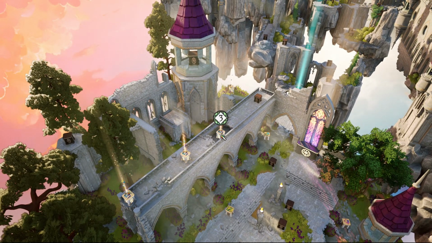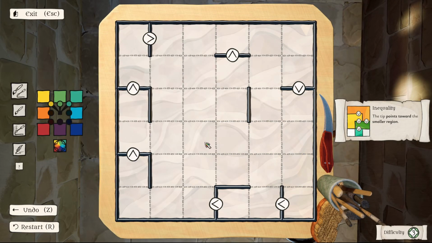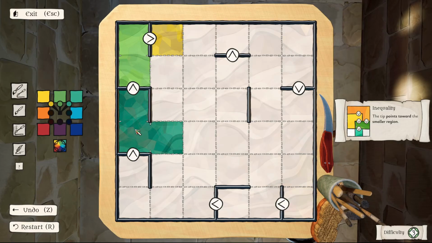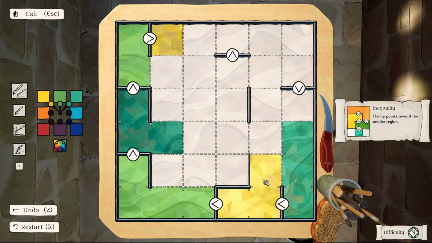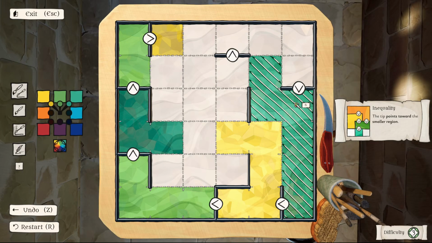Let's go here. Difficulty 3, 52771. Okay, so whatever that is, this needs to be bigger. And now this needs to be bigger than that. And this needs to be bigger than that. And this needs to be bigger than that. And this needs to be bigger again. It's going to have to do this. It's going to have to do this.